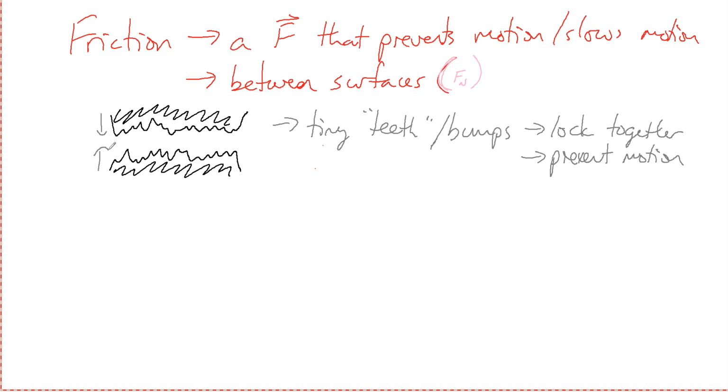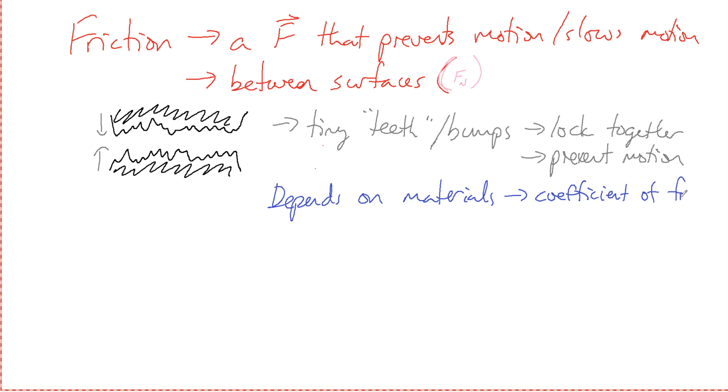So there's a couple of things that dictate how much friction there is between materials. One of the things it depends on is the materials. It depends on which material. Some materials are a lot harder to slide across than others. That has a lot to do with the nature of the little tiny teeth and the bumps. And this is what's called the coefficient of friction.